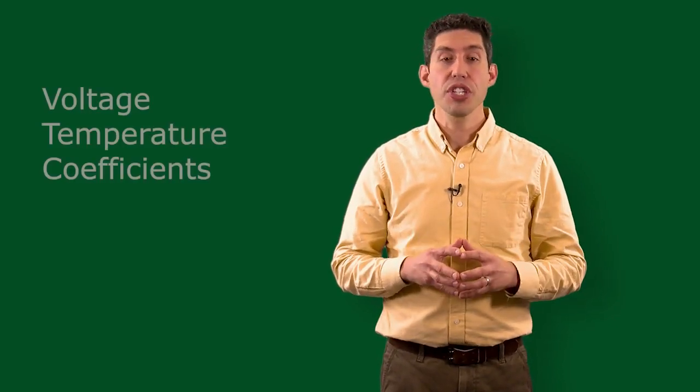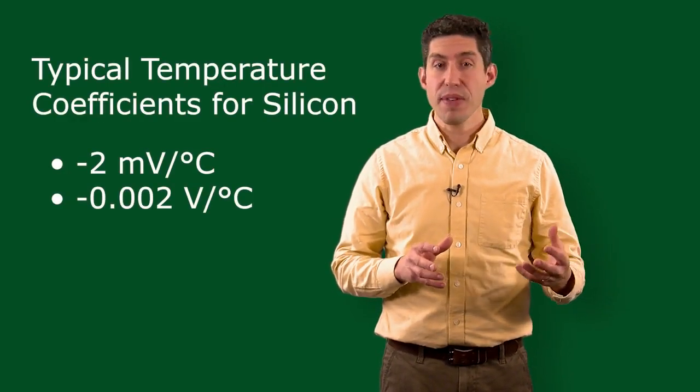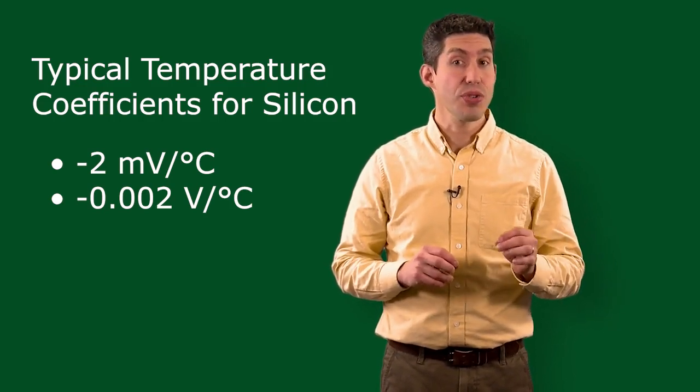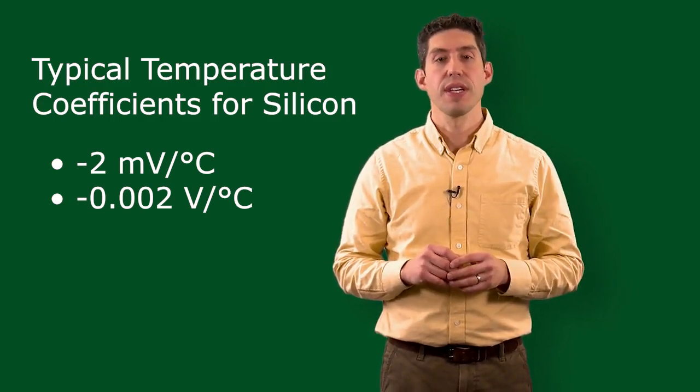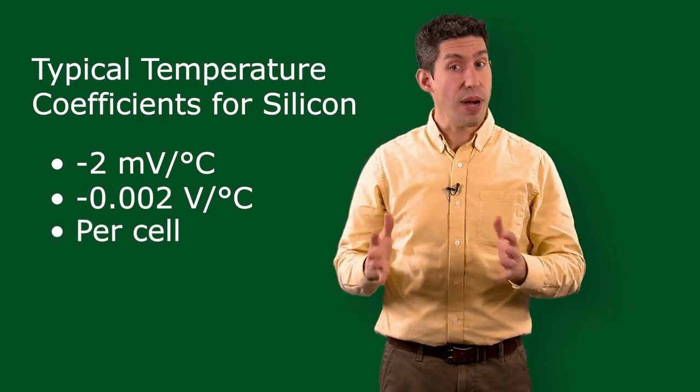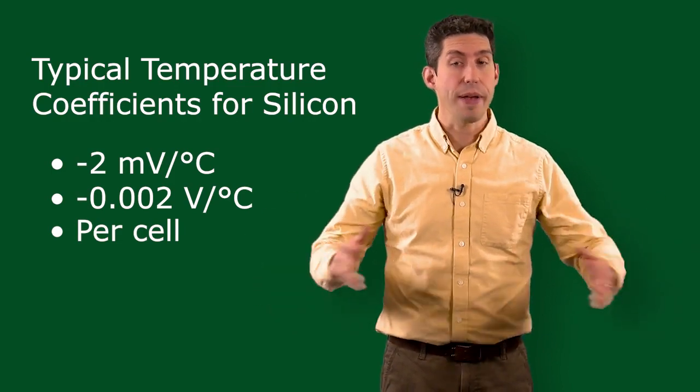Luckily for us, voltage temperature coefficients are listed by module manufacturers and allow us to calculate this change. For silicon, those coefficients tend to be around -2 millivolts per degree Celsius, or 0.002 volts per degree Celsius. This is a value per individual silicon cell. However, there are multiple cells in a module and numerous modules in an array. So while the voltage change may seem fairly low for a single cell, it results in a significant deviation from STC ratings for an array.